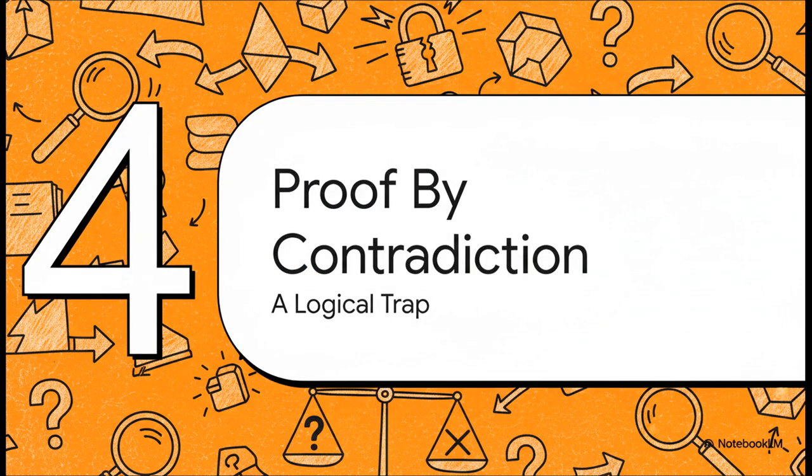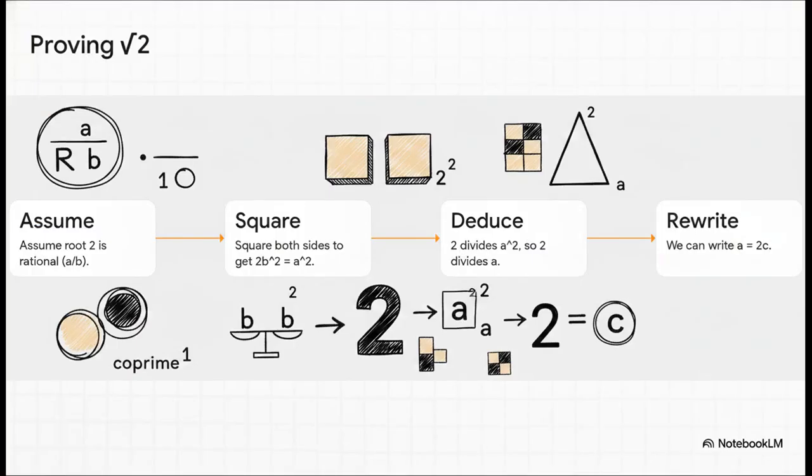Which brings us to part 4, proof by contradiction. We're ready to build our proof by contradiction. This is a brilliant method where we assume a suspect is guilty, just to mathematically prove that being guilty is totally impossible, meaning it must be innocent. So we want to prove the square root of 2 is irrational. Step 1, we assume the exact opposite. We assume root 2 is rational, meaning it perfectly equals a clean fraction, a over b.